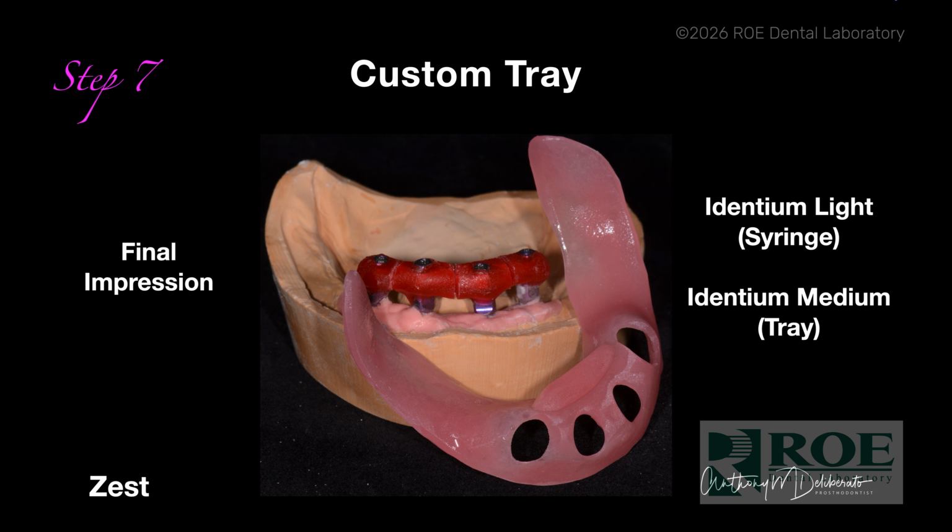We fabricate a custom tray over that impression jig so we can have equal amounts of materials and also improve the accuracy of the cast. And for this technique, I like to use light-bodied Identium from Kettenbach to inject underneath the jig. And then my assistant will be placing medium viscosity in the tray. The custom tray is going to go over the jig. The screw holes will be sticking out the top, and then we'll be able to unscrew this impression, remove the impression with the jig inside of it.